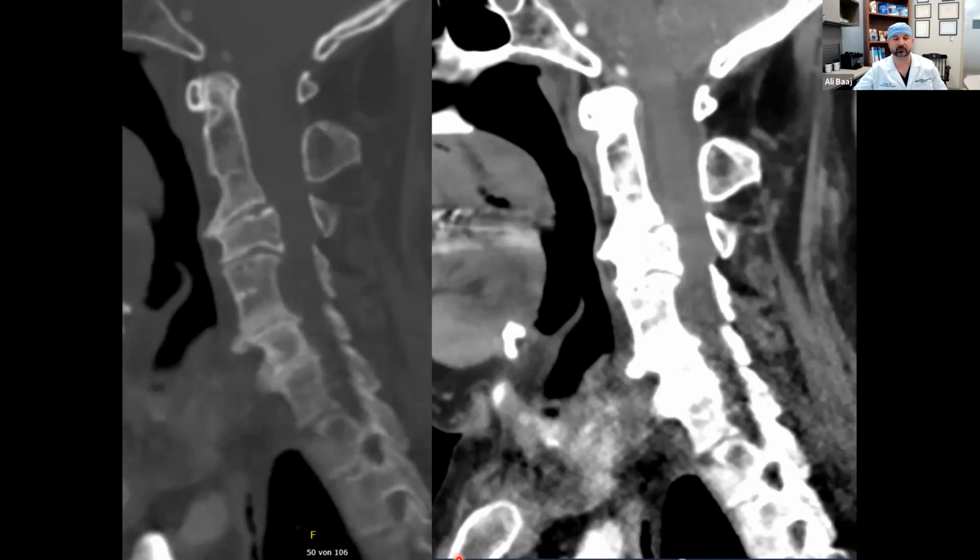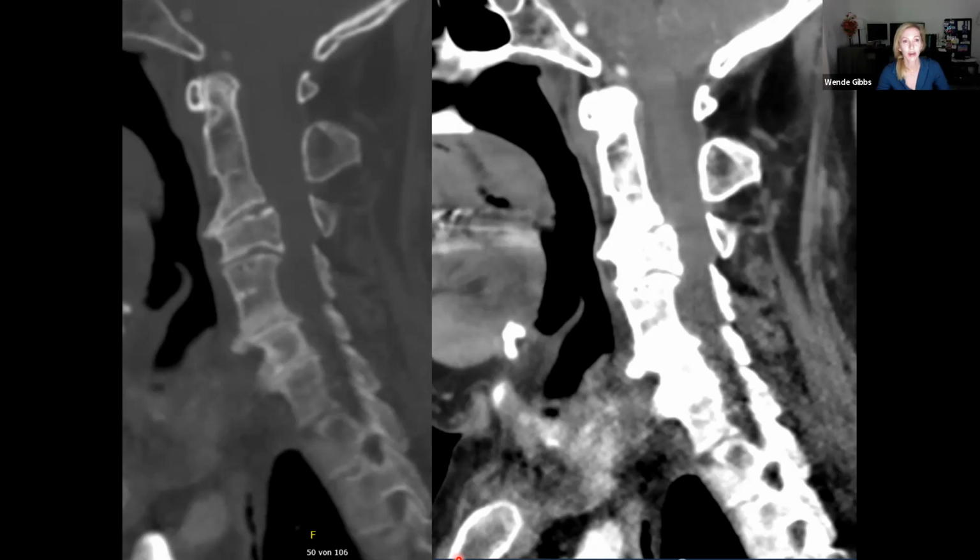But if that wasn't the case, I would not do a CT myelo on this patient with an acute, potentially incomplete spinal cord injury. I don't know what the others feel. Wait, so Ali, why not? Why wouldn't you get the myelo? Is it unnecessary information to know the degree of cord compression, or?